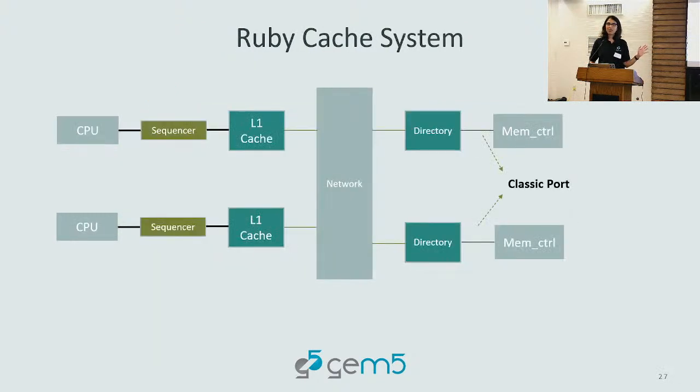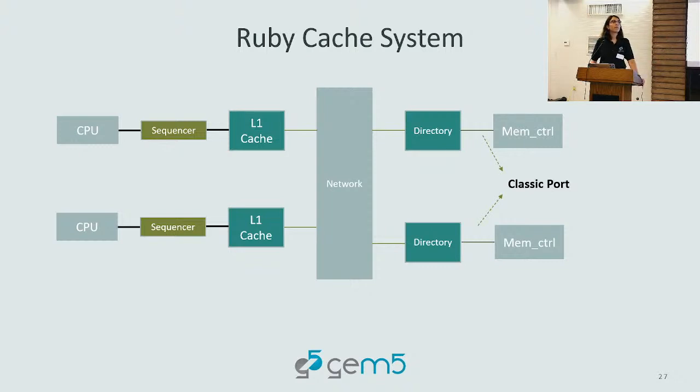This is a small, high-level figure of how things are connected. For instance, you have multiple CPUs. You connect these CPUs to your L1 cache through a sequencer. You have some sort of network that we'll see on Thursday. And this network connects your controllers, like the L1 cache, for instance, here with the directory. And these directories are connected to the memory controller through request and response ports.